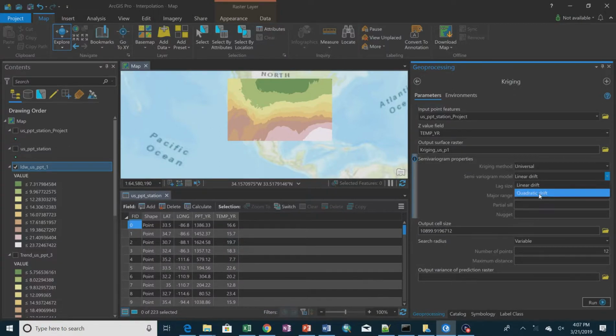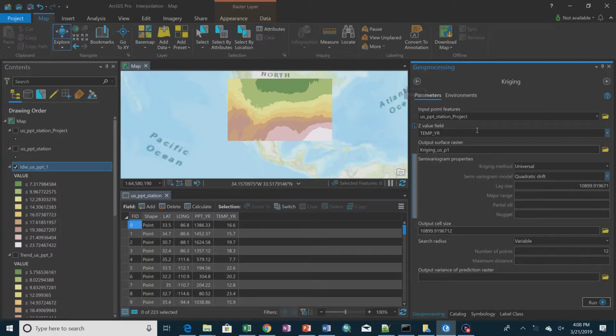For this particular data, we already looked at the trend, and it did seem that the second order trend would help, because there's another thing explaining the differences besides just a single trend. As you go north, it gets colder, but that doesn't explain everything. There are some other trends associated with it. So I'm going to choose a quadratic drift.